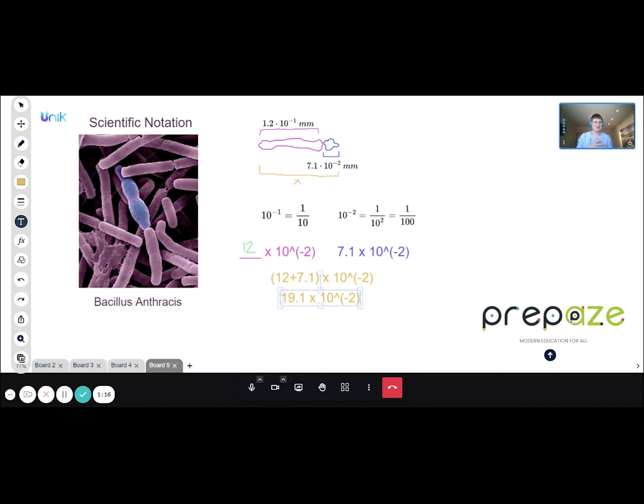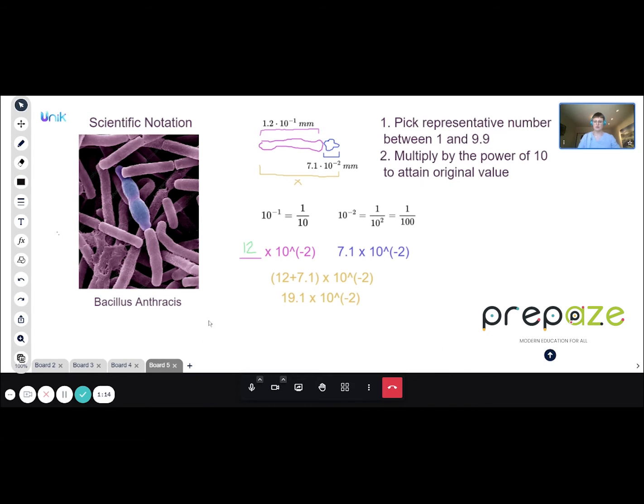But this violates our scientific notation rules. Recall that our scientific notation rules say we have to pick a representative number between 1 and 9.9. It's got to be one digit, a ones digit, and then we can have some decimals. So 19.1 is a 2-digit number followed by some decimals. So how do we pick a representative number that represents 19.1, but is in between 1 and 9.9? We're going to shift that decimal place 1 over to the left and make the value 1.91.